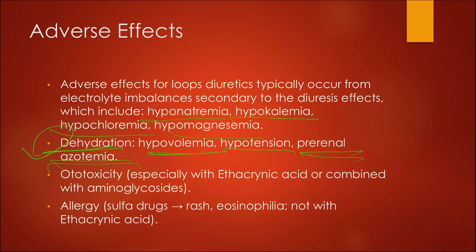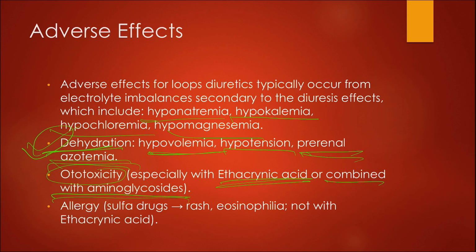It can cause damage to the kidney. It can lead to pre-renal azotemia, or we can say pre-renal acute kidney injury can also occur, because it is a powerful diuretic. Then it can also lead to ototoxicity. Why? Especially if there is ethacrynic acid or if it is combined with other aminoglycoside antibiotics. Why does it cause ototoxicity?